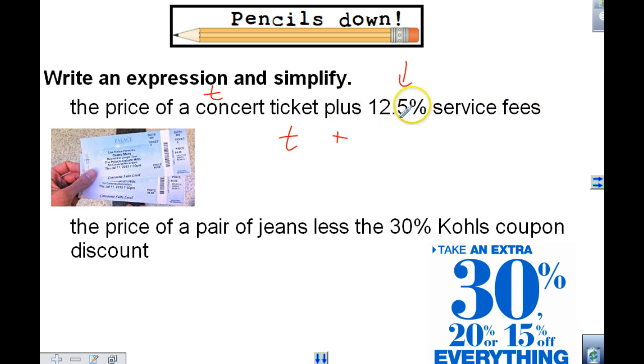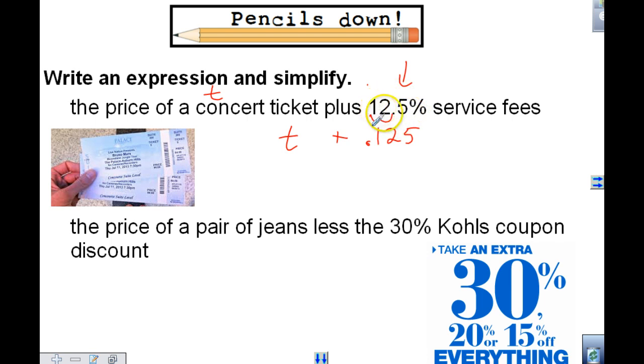Now, do we ever have percents actually in equations? Ever seen percent signs inside equations? No. So, for step one, let's make this a decimal, right? So, how about 0.125, right? Then, what do I do? Is that it? Right now, this is basically 12 cents, 12.5 cents, 13 cents if I round. What I have written is the cost of the ticket plus 13 cents, which is not what we want. We want 12.5%.